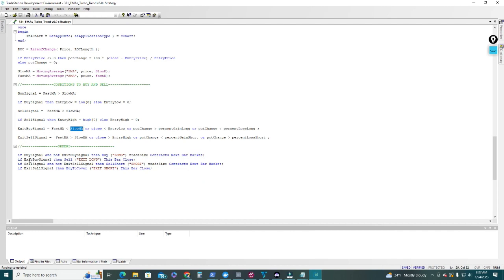And if you see, if exit buy signal here, then sell, exit long at this bar close. So it means at the close of the bar, where the fast moving average is smaller than the slow moving average, then we close at the exit.